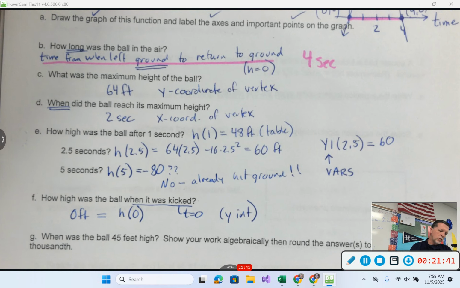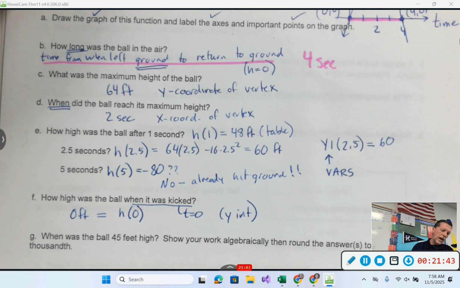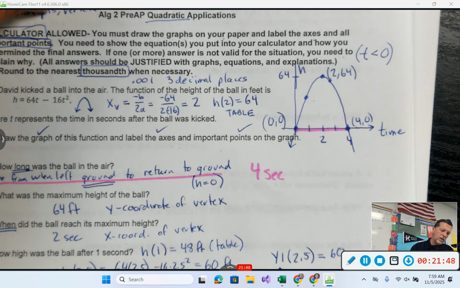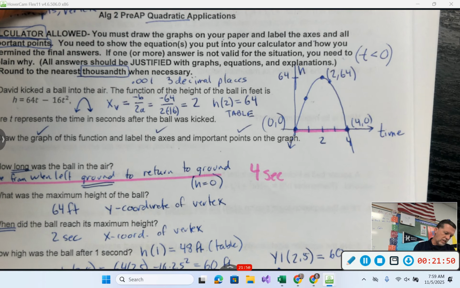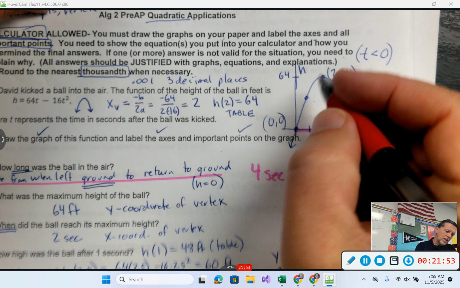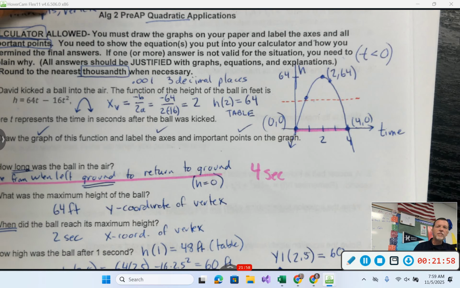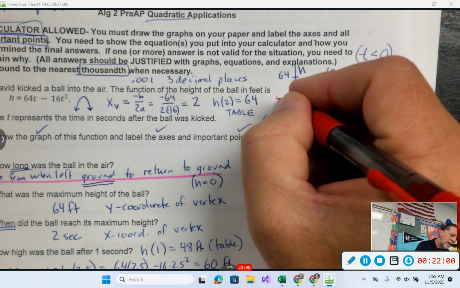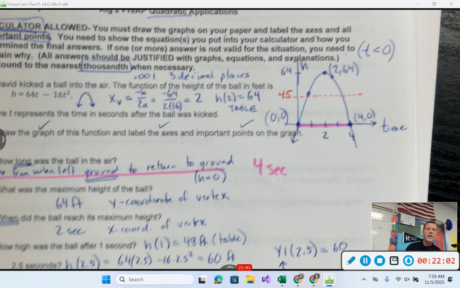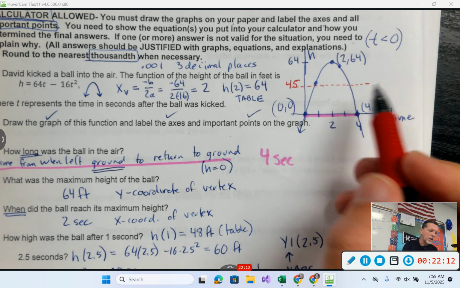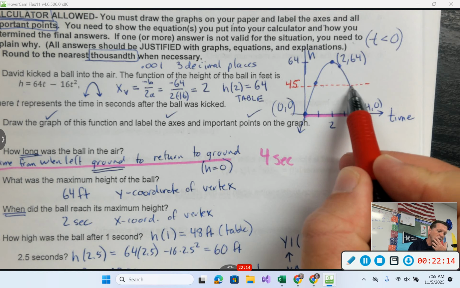When was the ball 45 feet high? Show your work algebraically, then round the answer to the nearest thousandth. Let's look back at our picture here. At 1 second, it was at 48. So it looks like I'll have 2 answers. I haven't really found an answer yet, I'm just trying to think ahead. Something a little bit less than 1, and since this thing is symmetric, probably something a little more than 3 over there.